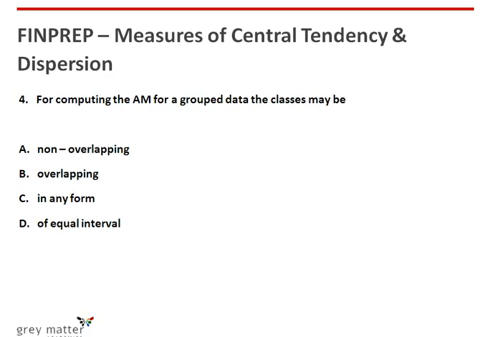Fourth question: for computing the arithmetic mean for grouped data, the classes may be, as per the procedure for central tendency evaluation, option C. That is, if we go to our PowerPoint presentation, option C, which says any form.